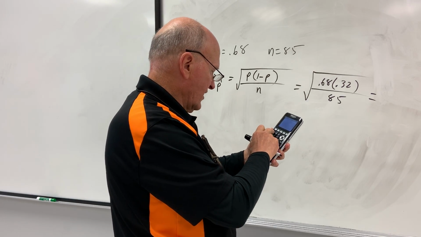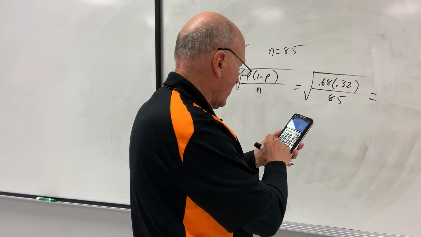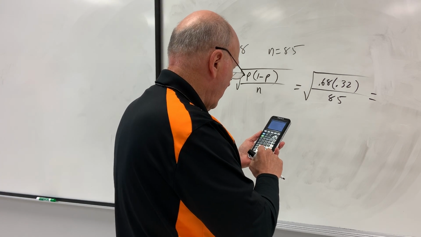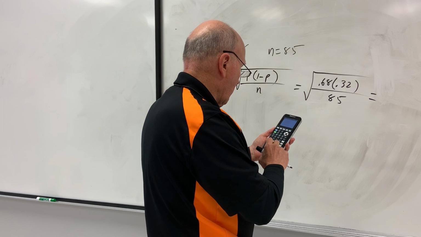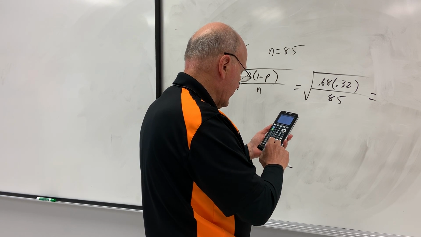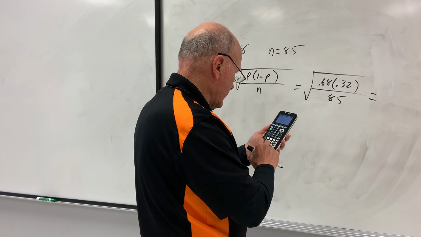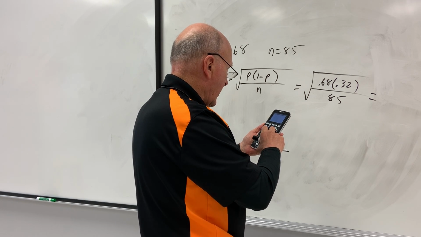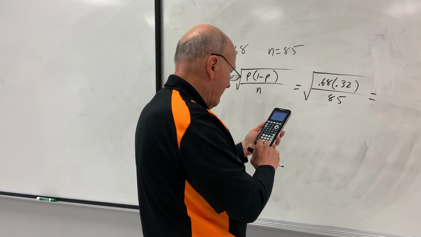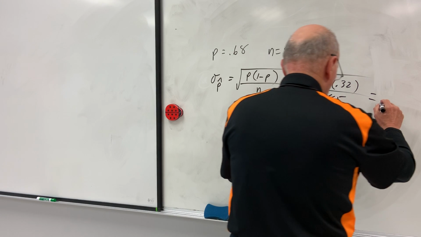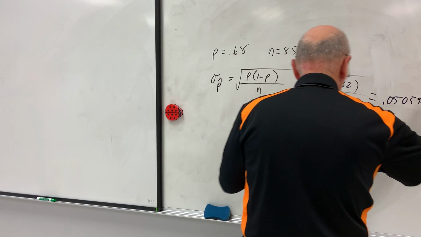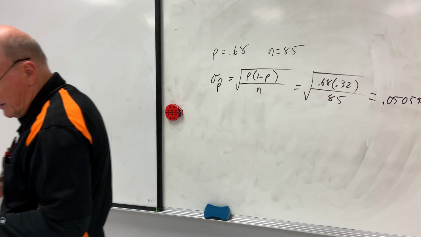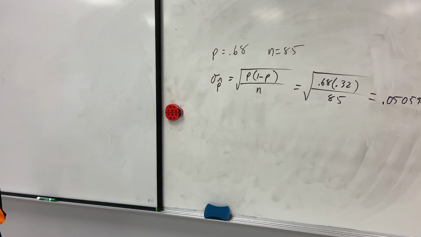So we're going to go second square root, and then N over D, and we're going to go 0.68 times 0.32, and then arrow down and say 85, and hit enter, and we get 0.050596 and a whole bunch of numbers after that. Okay?